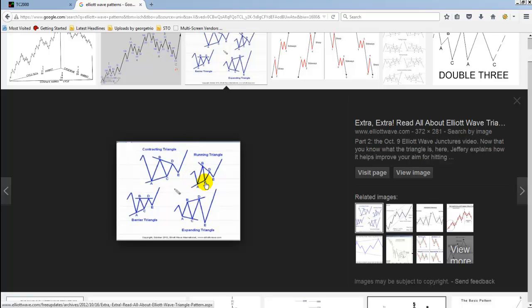1, 2, 3, 4, 5. Again, another contracting triangle here. It makes sense. Here we have an ascending triangle. All right, higher lows here, higher lows. So we have again 1, A, B, C, D, E. It becomes oversold here. It was going up before. Again here.